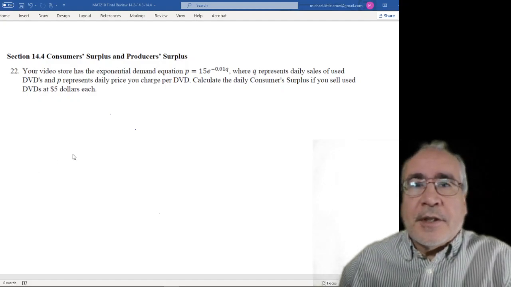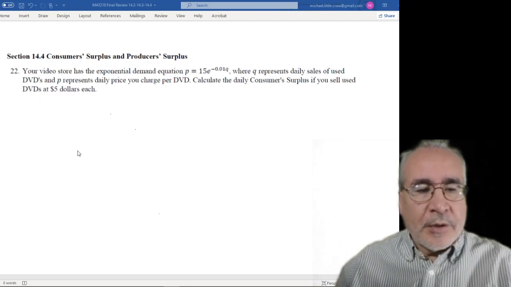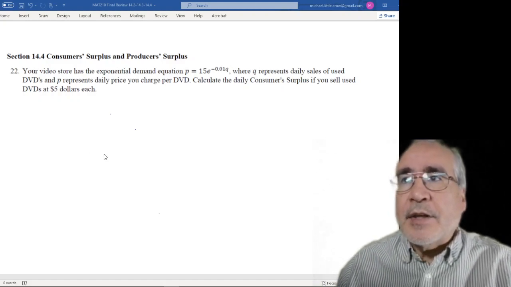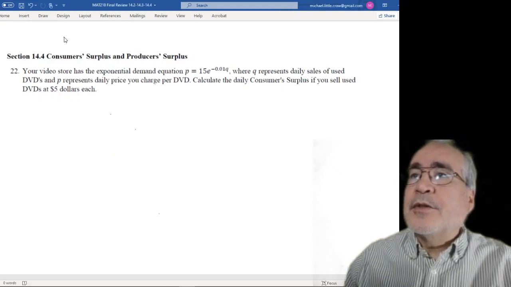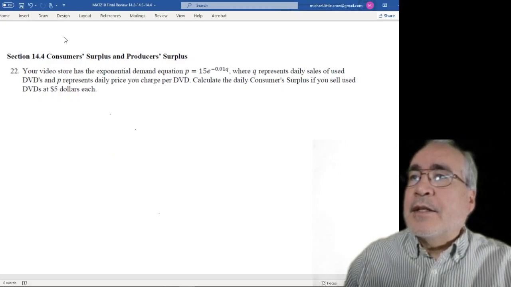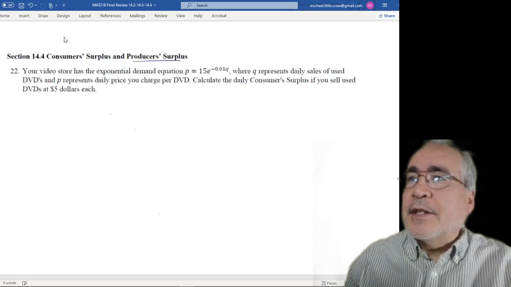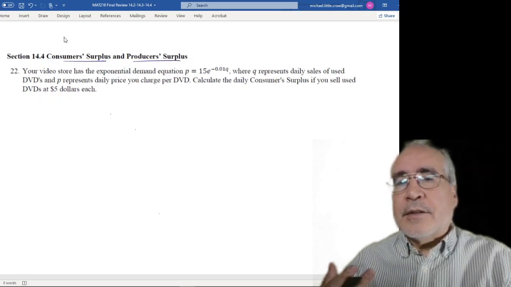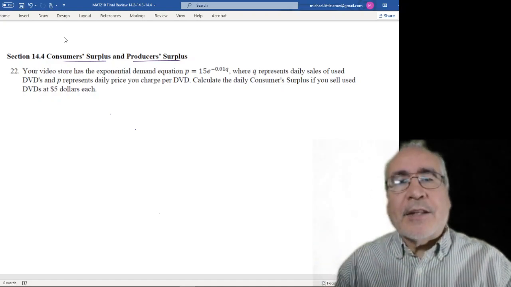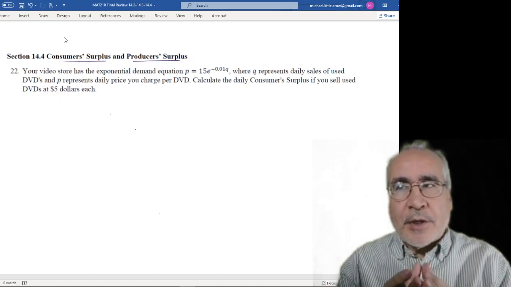So here we are at our final section that we're going to cover for the final exam review, section 14.4, which is consumer surplus and producer surplus. And what you want to do is approach this one as area between two curves. That's really all it is, but it's an applied problem.